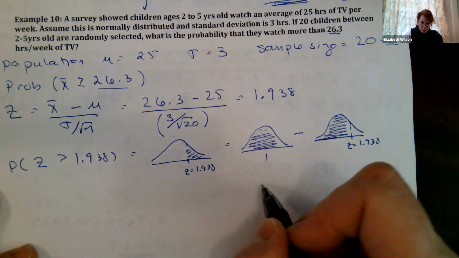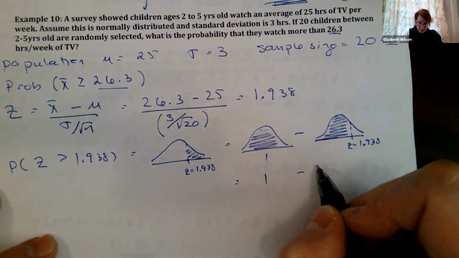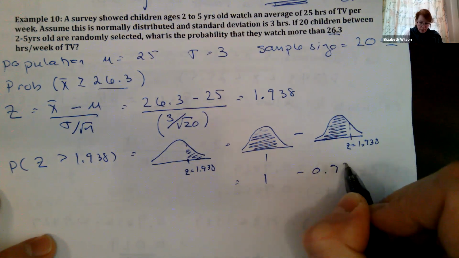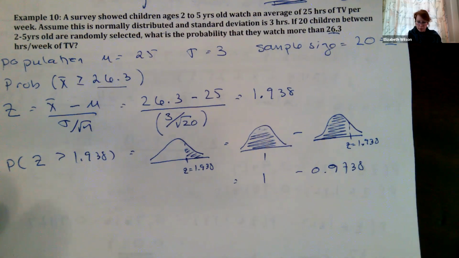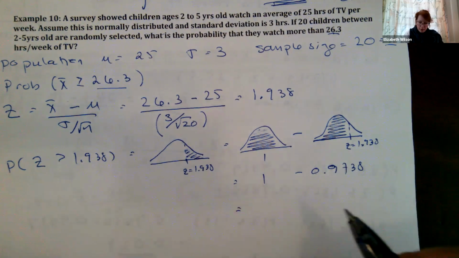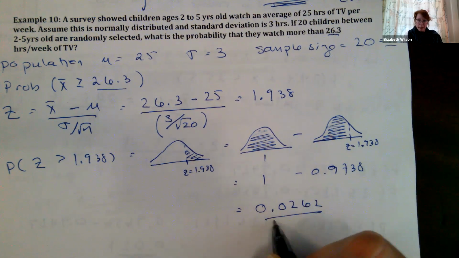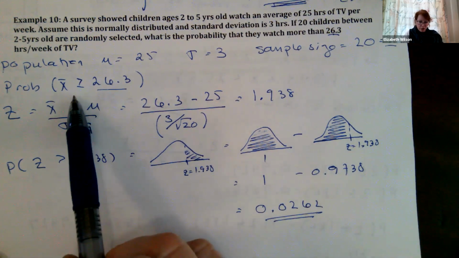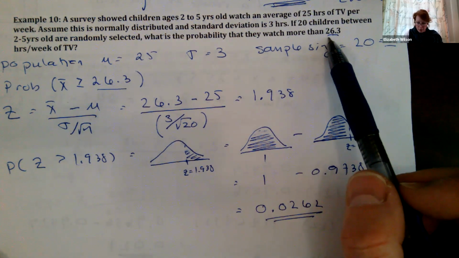So this is going to be 1 minus, I look up this z value on my table and I find it's 0.9738. You can cross-check that on your tables too if you want. So when I subtract these out, I get 0.0262 as the probability that this random sample of children is going to watch more than 26.3 hours per week.